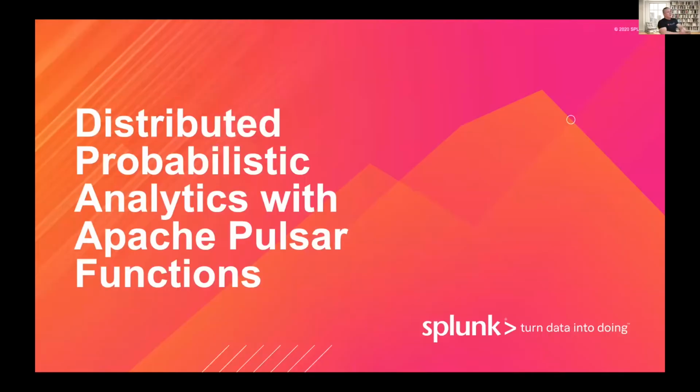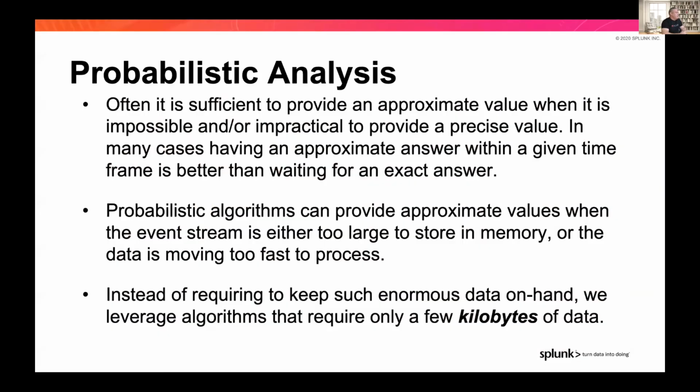So now let's talk about a fourth tool I'm going to add using Pulsar functions. Using Pulsar functions, you can implement distributed probabilistic analytics. So what does that mean? That's a mouthful. What does that actually mean? Sometimes it's sufficient just to provide an approximate value when it's impossible or impractical to give a precise one. You forgo a little bit of accuracy in exchange for real-time processing as well.